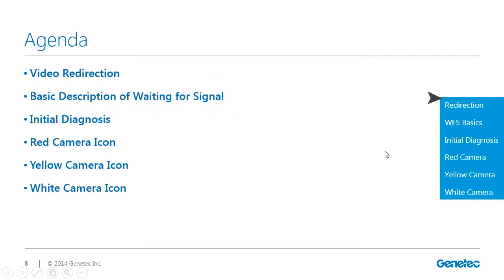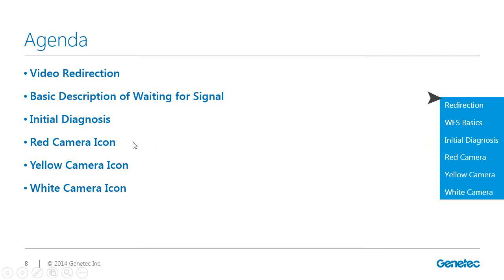Alright, taking a look at the agenda, the first thing we're going to do is take a look at video redirection and how video streams travel over the network. Next, we'll talk about the basics of what's happening on the system when you're getting a waiting for signal message. After that, we'll start going into our troubleshooting, and based on the message on the screen and the state of the camera, we'll go into one of the troubleshooting sections.